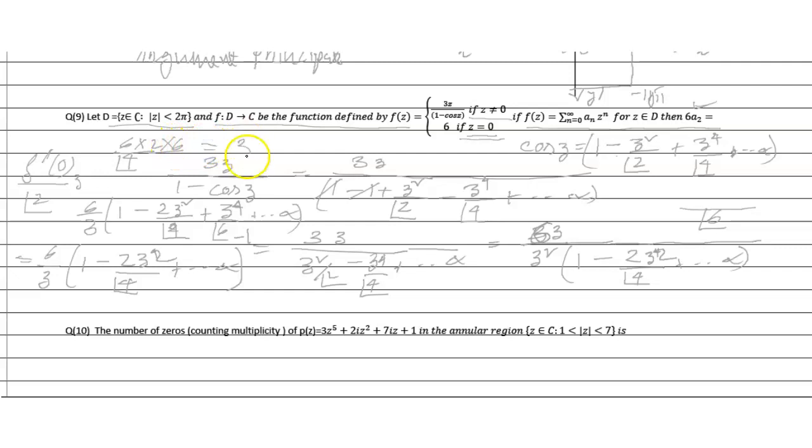So this value is 3. The a2 value is 2 into 6 divided by 4 factorial, and this value is 2 and this value is 3. So my answer is 3. Nice problem.